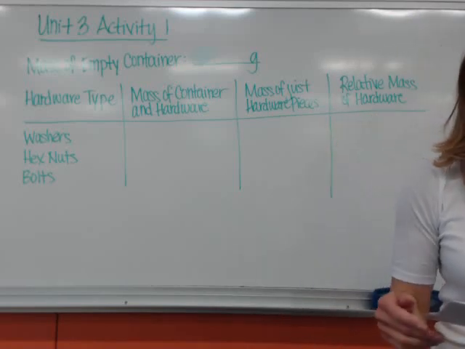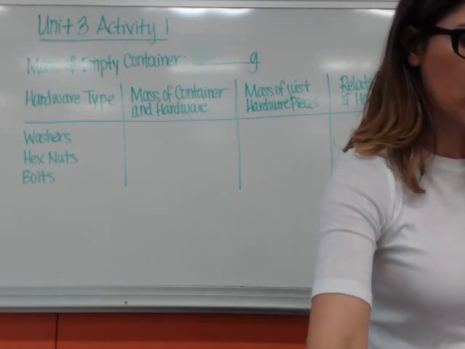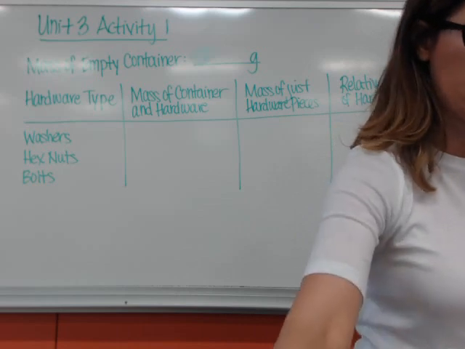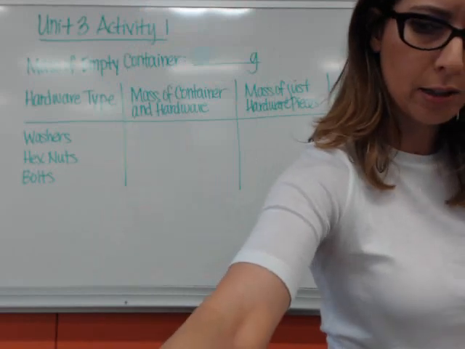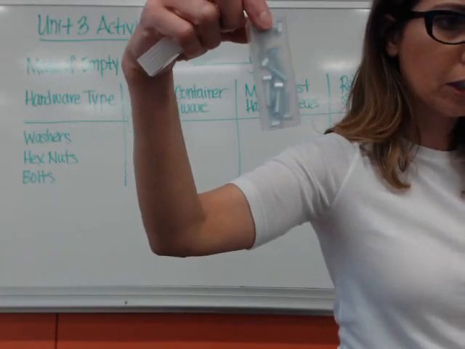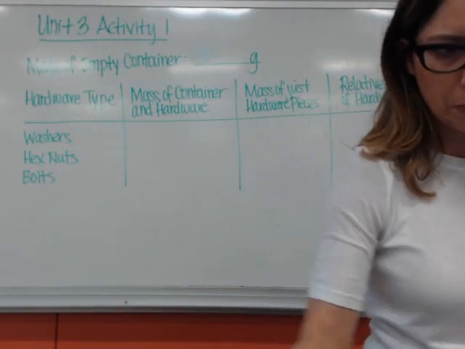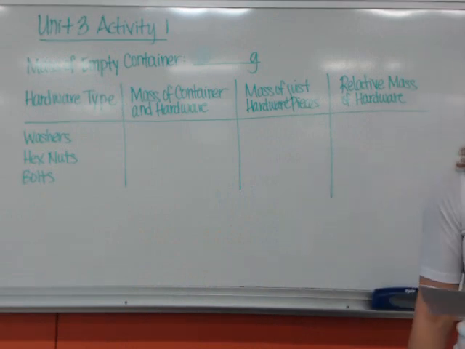Okay, we're on Unit 3, Activity 1, Relative Mass, and we're going to be getting the relative mass of different kinds of hardware. We're going to take a look at some washers in a container, some hex nuts, and some bolts, and we're going to learn to count by massing, and then we're going to apply what we've learned to the particle model of matter.